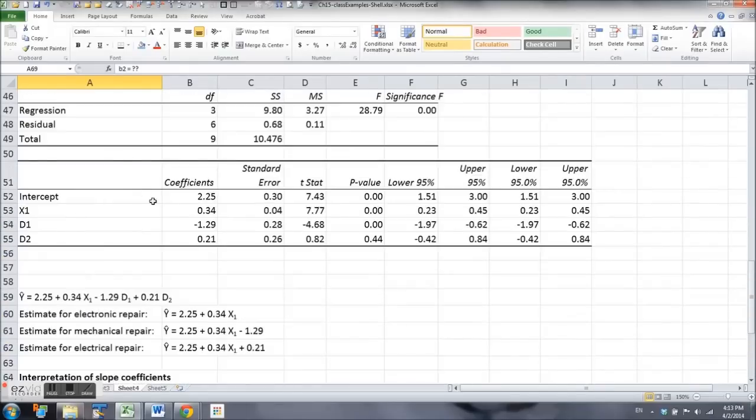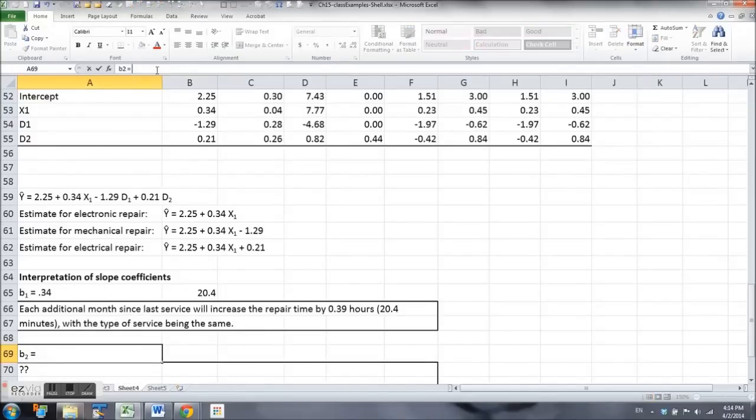B sub 2 is minus 1.29, and that in minutes will be... Now you have to be careful interpreting dummy variable slope coefficients. B sub 2 is about the first dummy variable, which represents mechanical, and the 0 represents electronic. The category that is represented by all dummy variables being 0 is your base case, and all the slope coefficients must be compared to that base case. So the base case being electronic, compared to electronic, this is what will happen to the repair time if the repair type is mechanical. If it is mechanical, then it will take 77.6 minutes less compared to electronic for the same number of months since last service.